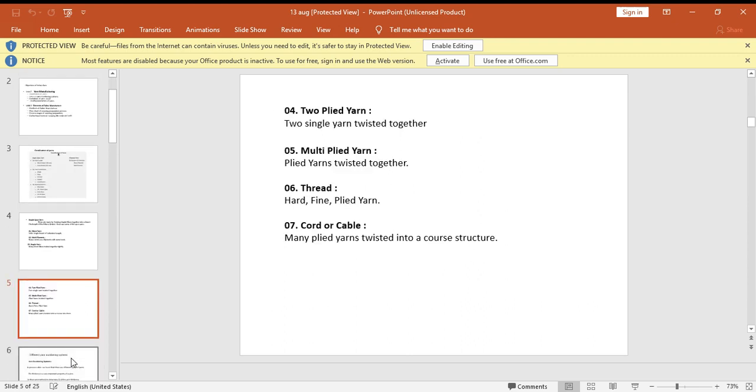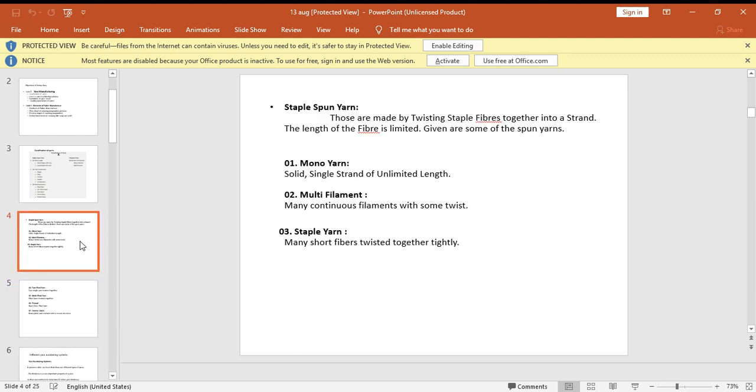Two-ply yarn is two single yarns twisted together. Multi-ply yarn is plied yarns twisted together. Thread, whose definition we already learned in the first unit, is hard, fine plied yarn. And the last one is cord or cable, which is many plied yarns twisted into a core structure that will be strong. So these are the classes of staple spun yarns.